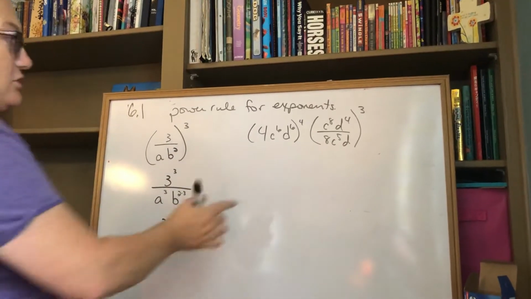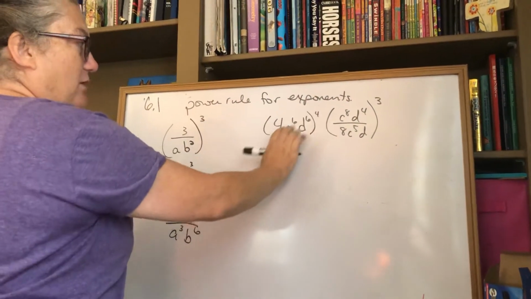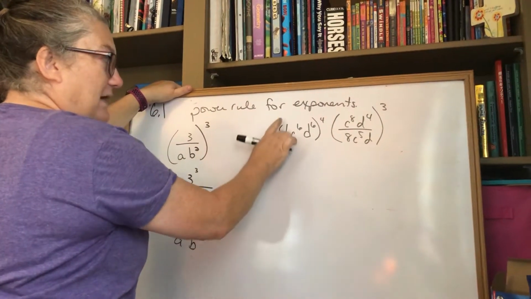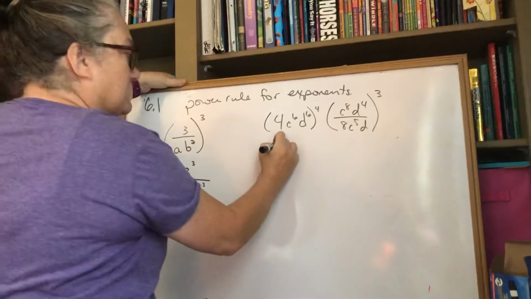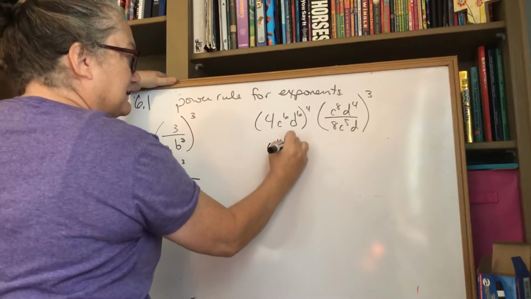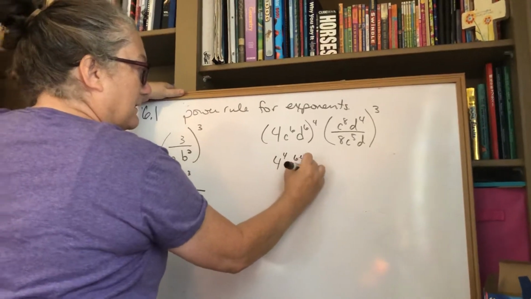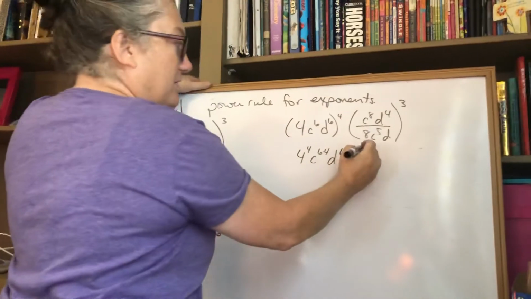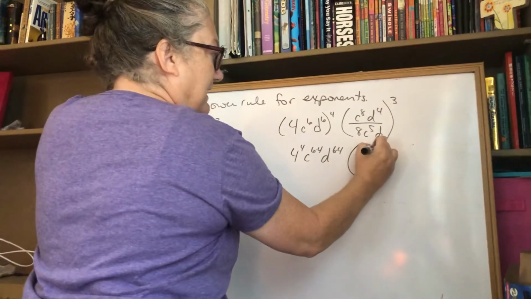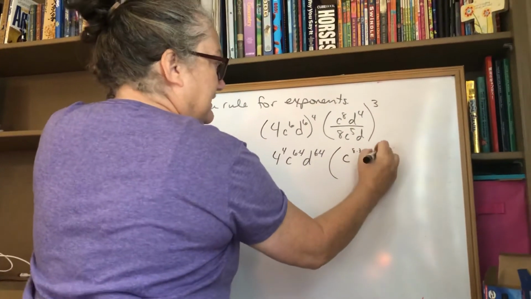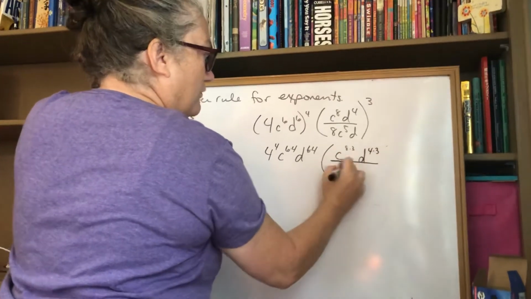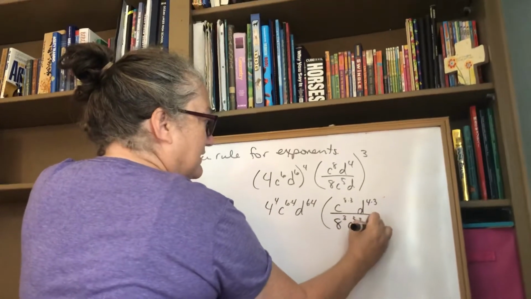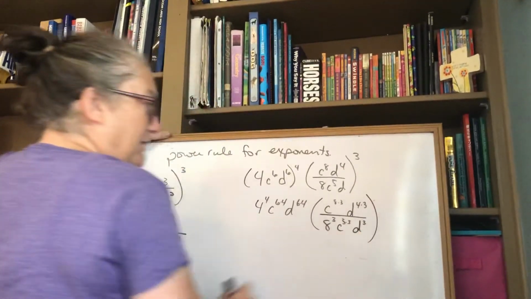So the first thing I'm going to do is, I see this is a power raised to a power, so I'm going to distribute that 4. Do not forget, we always distribute to everything inside the parentheses. So this would be 4 to the 4th, c 6 times 4, d 6 times 4. We're going to distribute over here. We have c 8 times 3, d 4 times 3 over 8 to the 3rd, c 5 times 3, and d 3. Okay, so that's how we're going to do it.